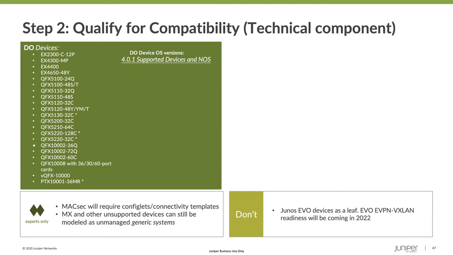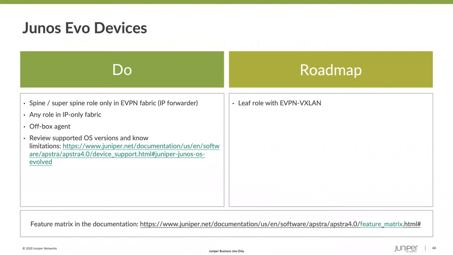So that's a device that they qualify. So what next then? The last thing is Evo, which is maybe not so common yet, but we can use it as a spine or a super spine, and of course in any IP-only role. Of course, as mentioned in the previous slide, we don't have the EVPN VXLAN support yet. So that would be, as mentioned, in 2022.